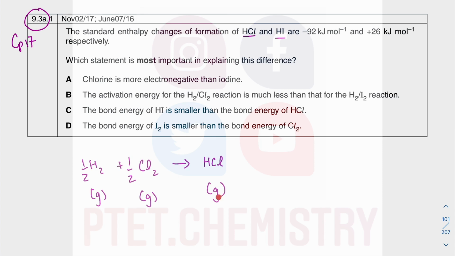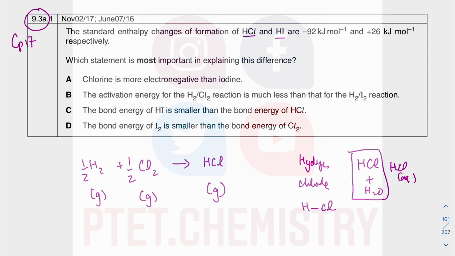A lot of people confuse HCl with hydrochloric acid. Hydrochloric acid is HCl in water, called HCl aqueous. This is a mixture. It is not a pure substance. This is a pure substance, called hydrogen chloride. It is a gas at room temperature and pressure.